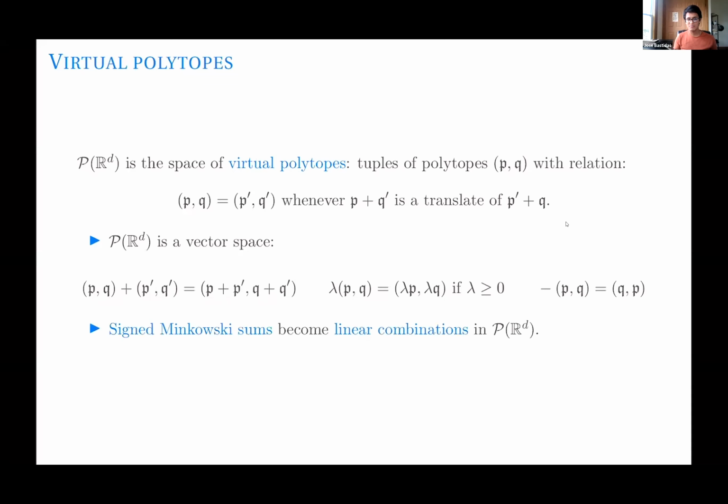But the nice thing about this vector space is that signed Minkowski sums, which are sometimes complicated, right? It's hard to know if something actually represents a polytope or not. Here they just become linear combinations, and we don't worry too much about whether they do represent a polytope or not. They're just formal pairs. So that's nice. It simplifies things a little bit.